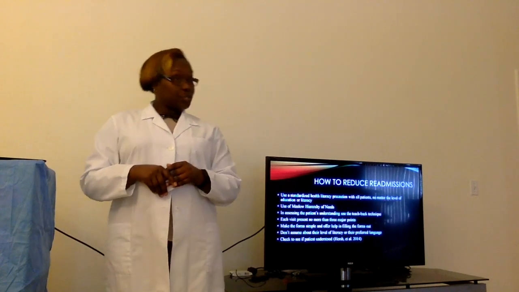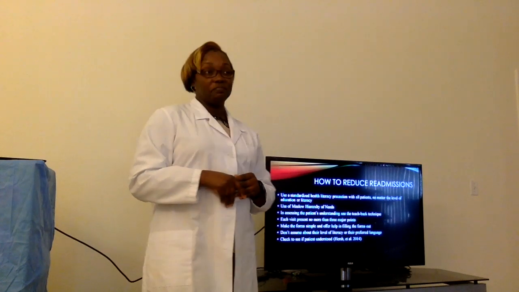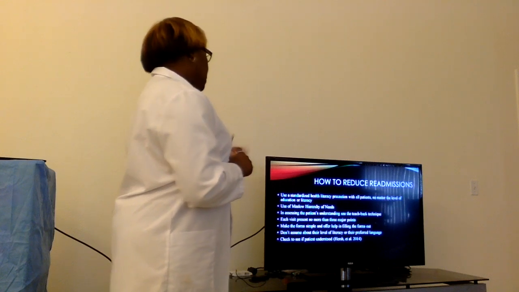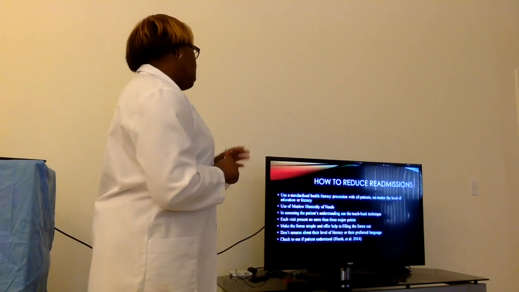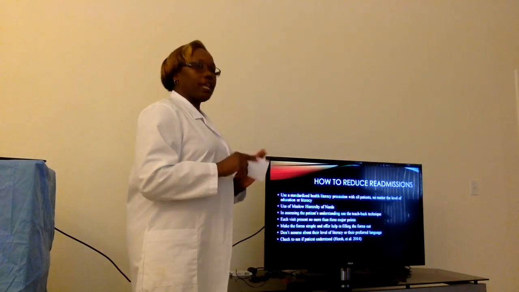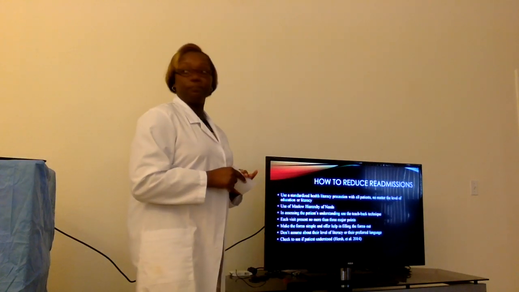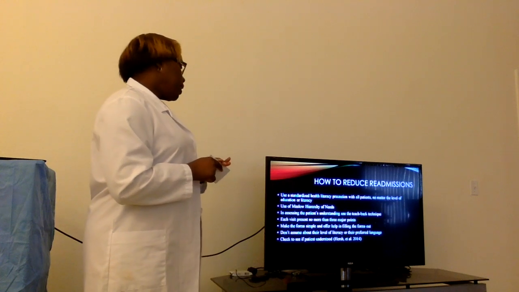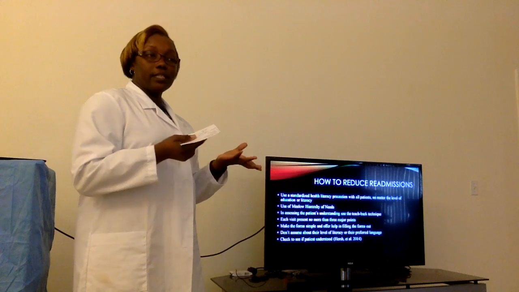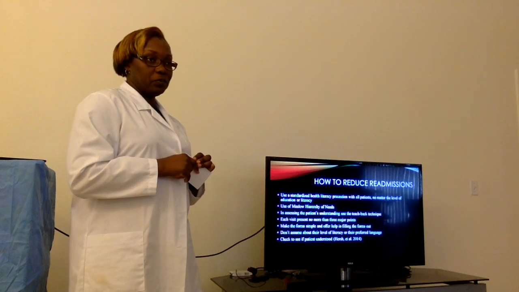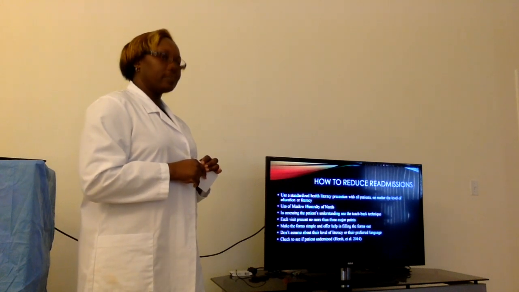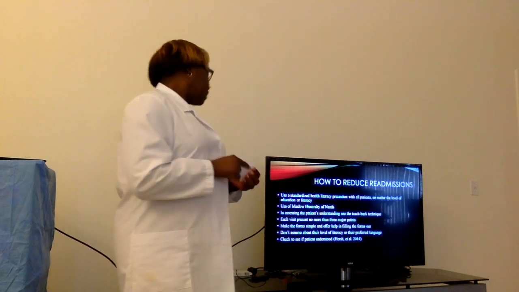Now I'm going to tell you how to reduce readmissions. I know you're liking this part here. So you can reduce readmissions by using a standardized health literacy precaution with all patients, no matter the level of education or literacy. You can also use the Maslow hierarchy of needs. Can anybody tell me what that is? It's just the basic need of what someone needs as like a foundation to survive. Correct. Thank you for that, Ms.